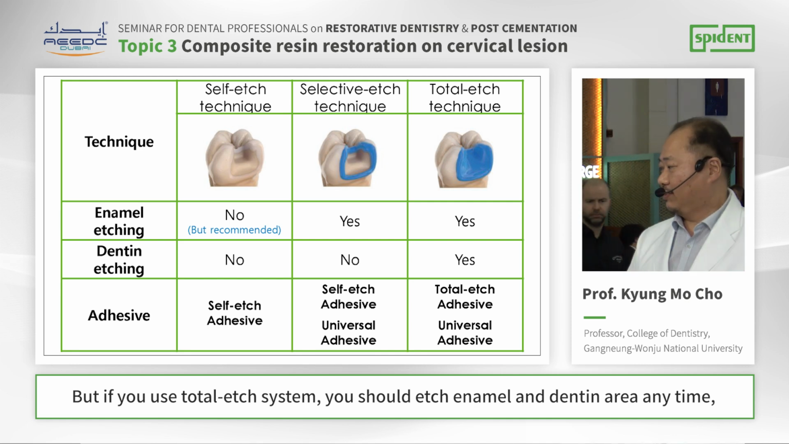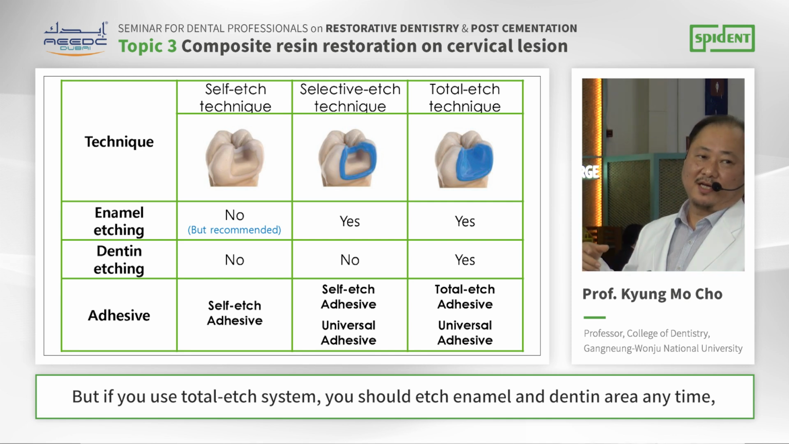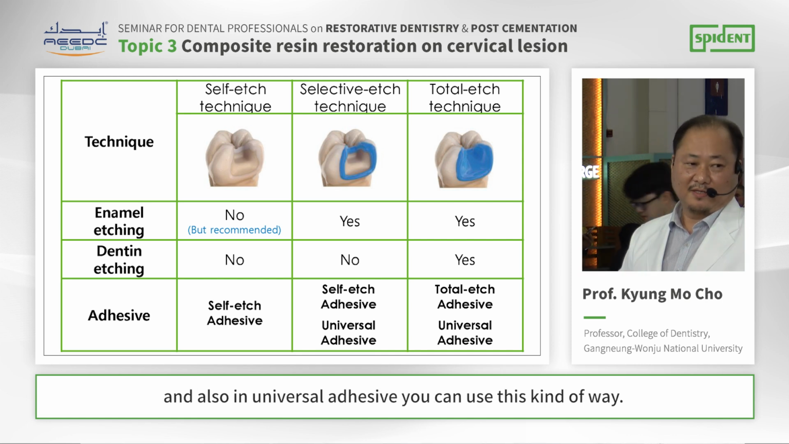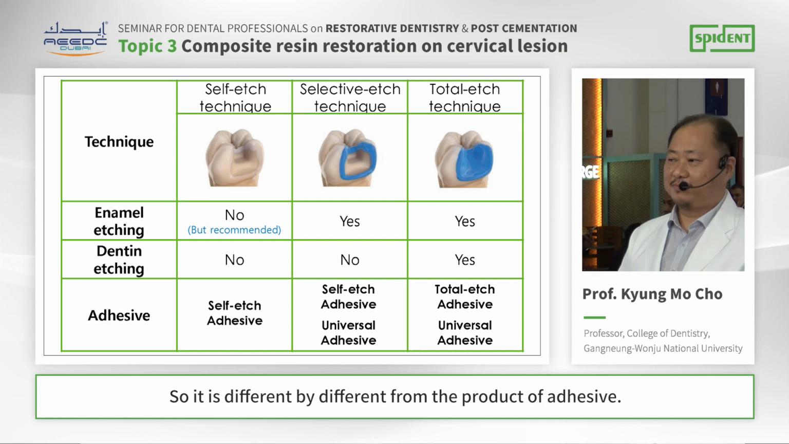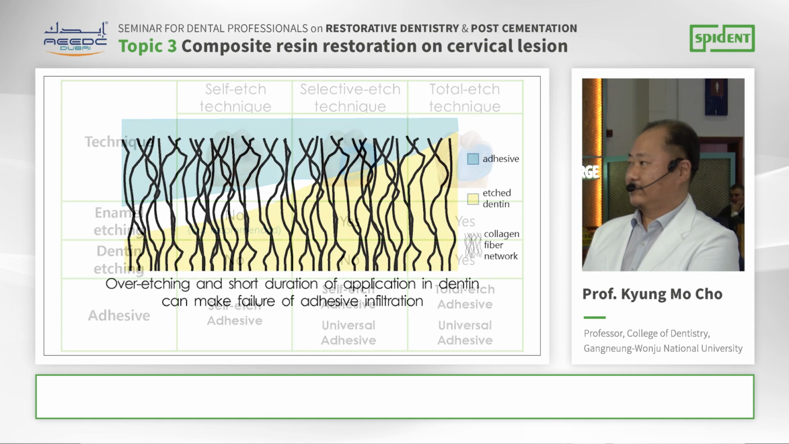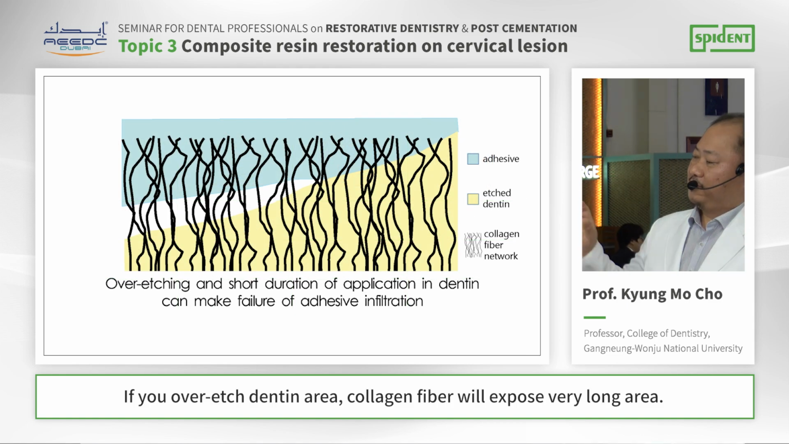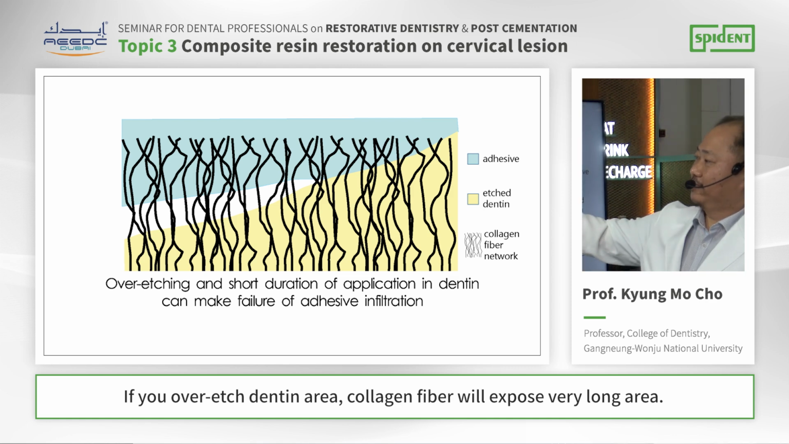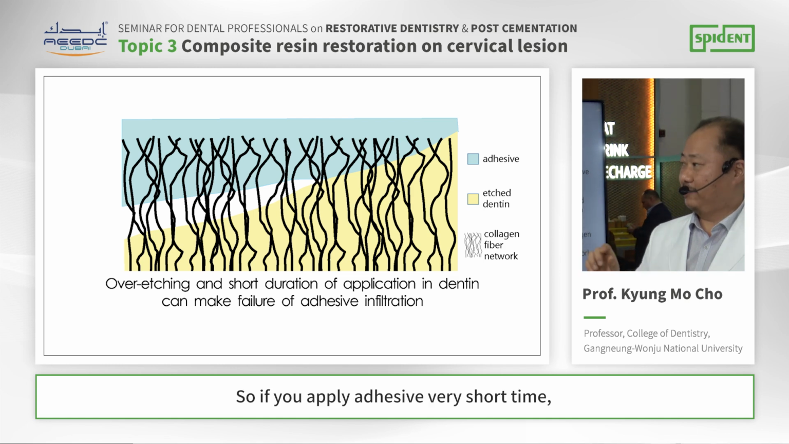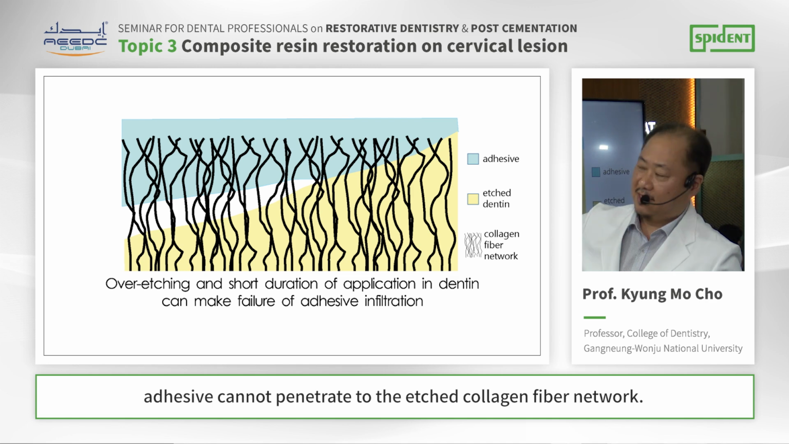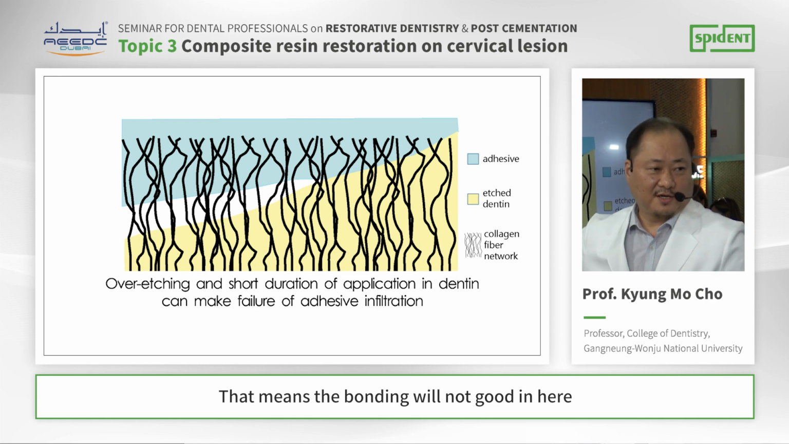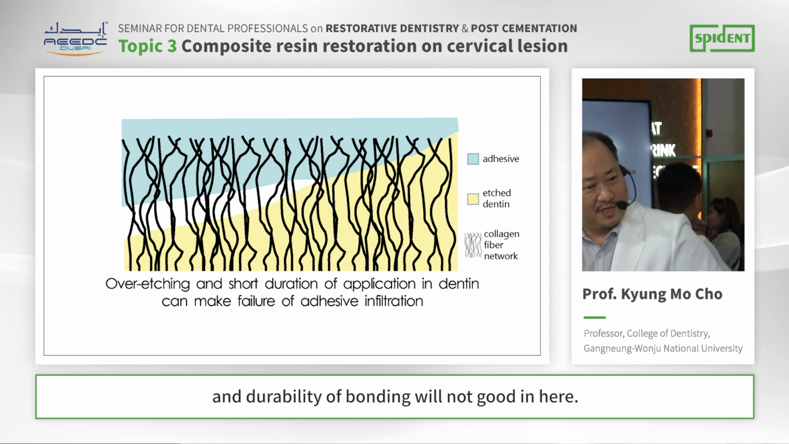But if you use a total-etch adhesive system, you should etch enamel and dentin area at the same time. And also, if you use universal adhesive, you can use this kind of way. So it differs by the product of adhesive. And also, if you over-etch the dentin area, collagen fiber is exposed over a very long area. But if you apply the adhesive for a very short time, the adhesive cannot penetrate the etched collagen fiber network. That means the bonding will not be good, and the durability of the bonding will suffer.